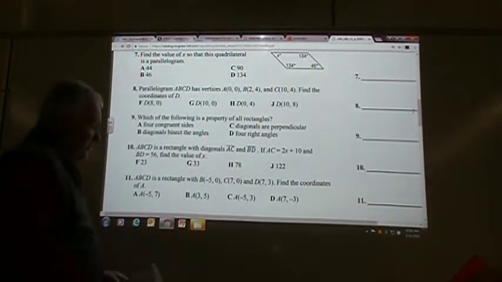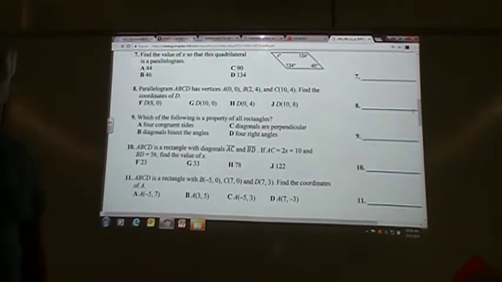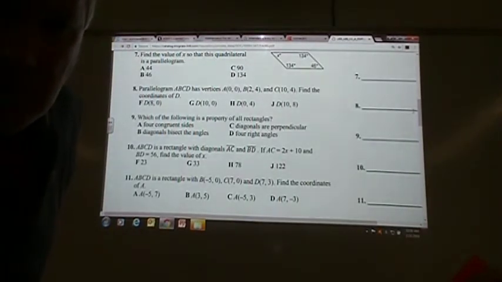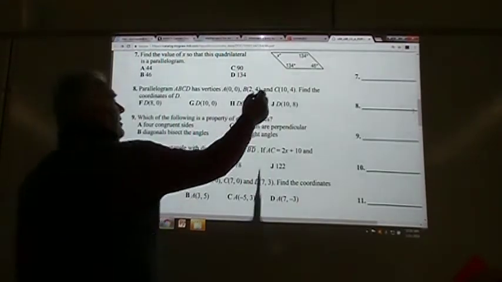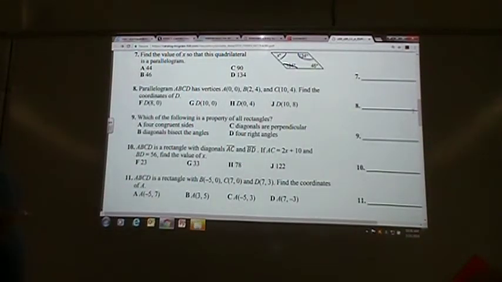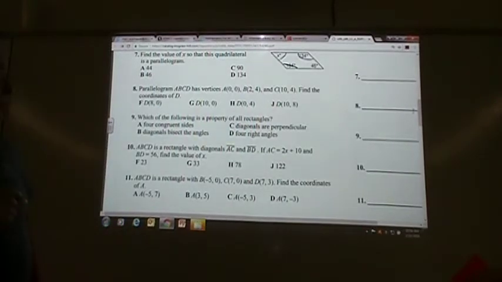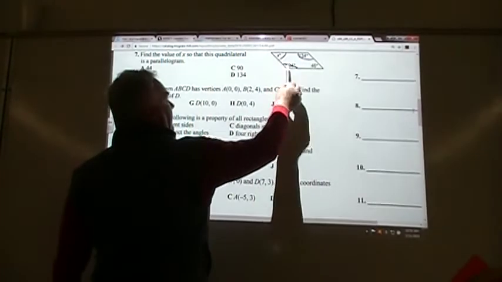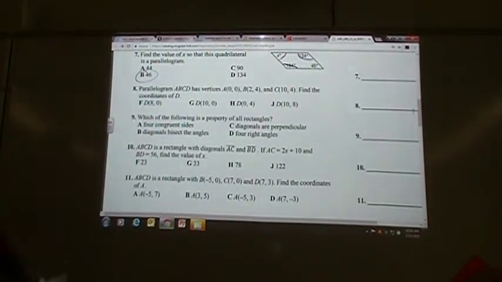All right, let's go to number 7. Find the value of x so the quadrilateral is a parallelogram. All right, so what you're going to do on number 7 is, these are equivalent. Opposite angles of a parallelogram are congruent. You got to know your theorems on this. That's why these are equivalent, these are equivalent. So our answer is B, 46.